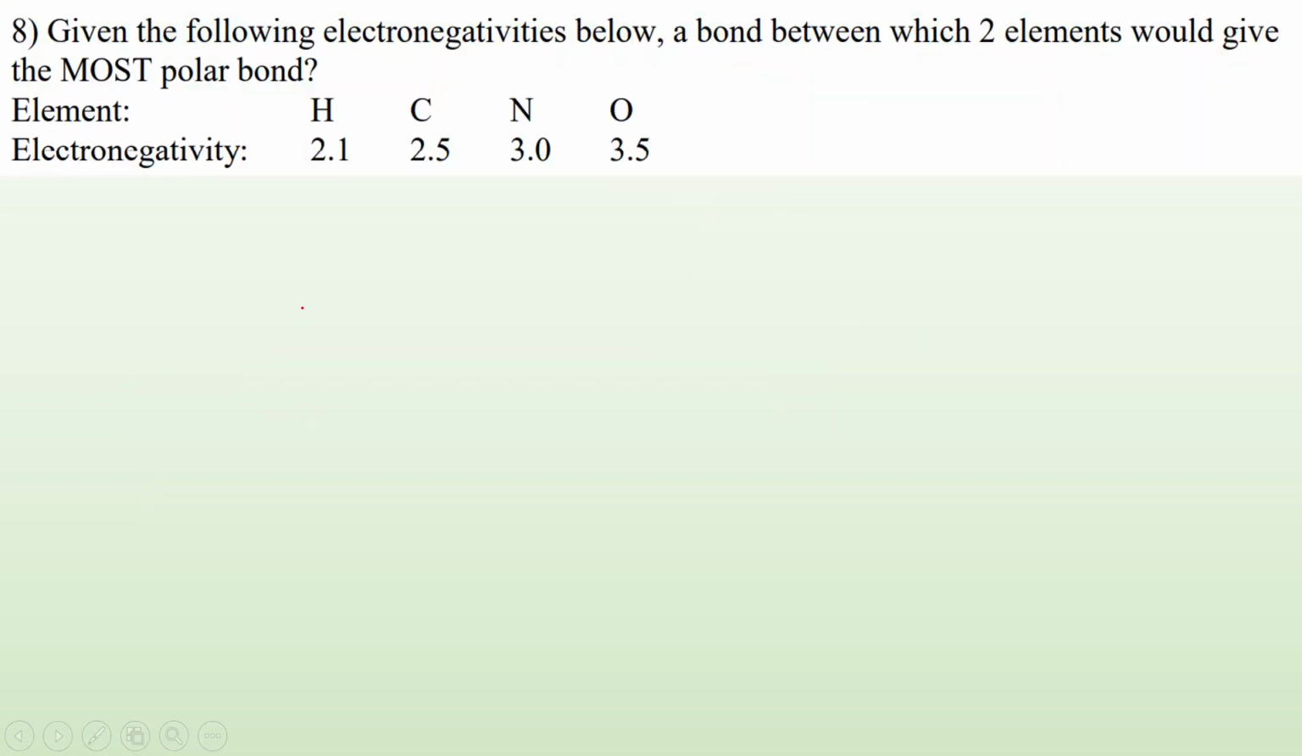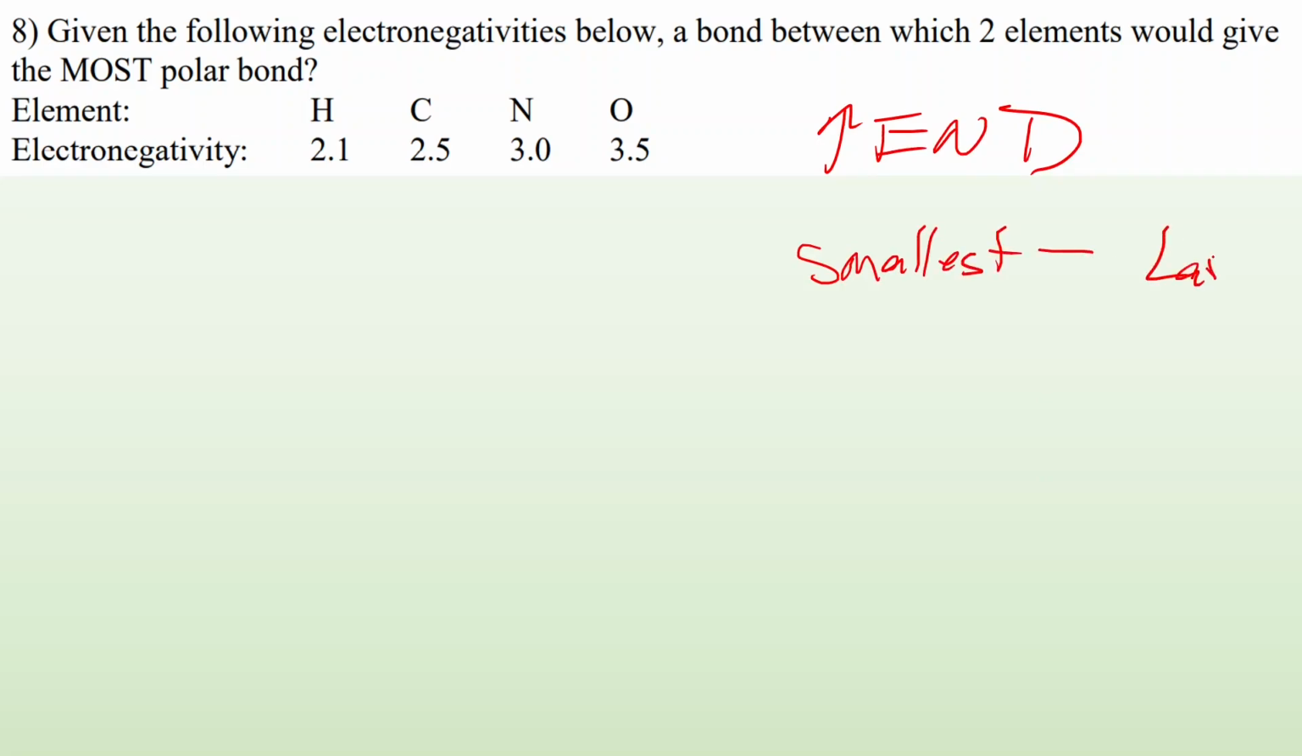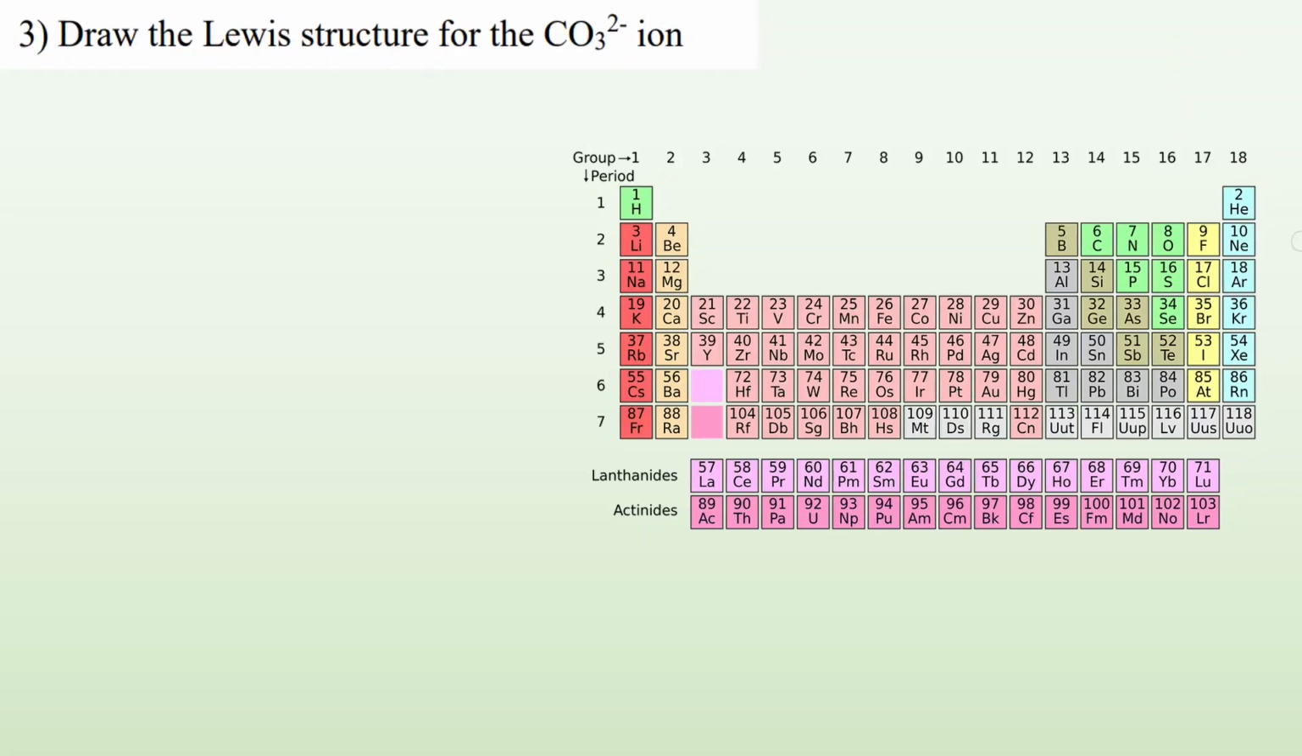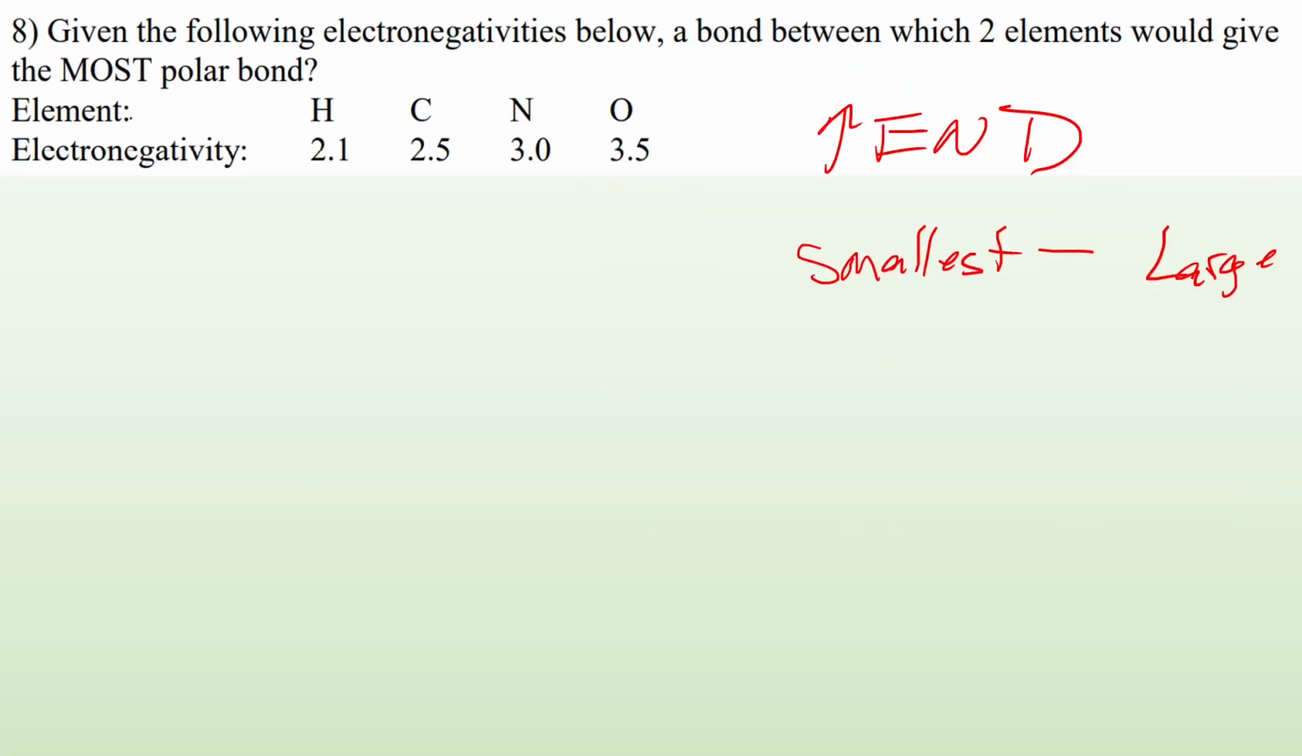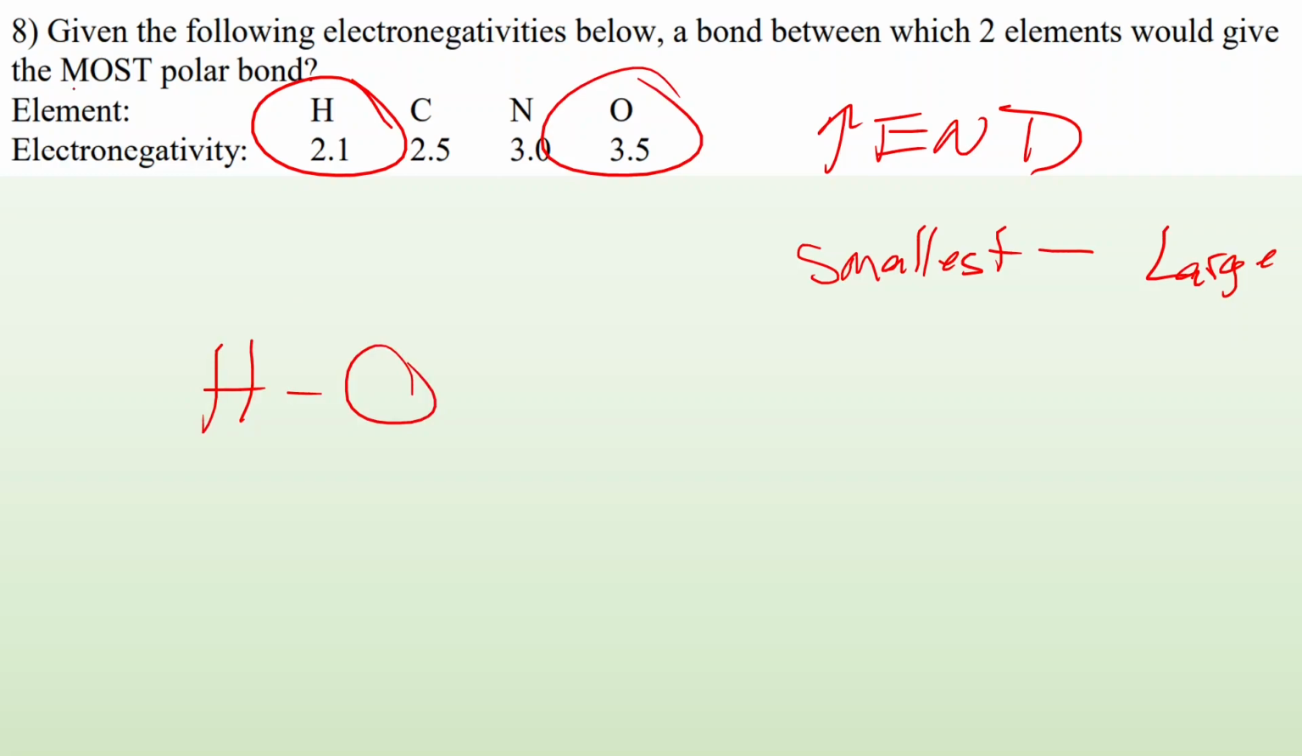All right, last one for this section. Given the following electronegativities below, a bond between which 2 elements would give the most polar bond? So you want the greatest electronegativity difference. So you want the smallest bonded to the largest. So if we take a look, which one of these has the smallest electronegativity? It'd be hydrogen. And which of our options has the greatest one? Oxygen. So hydrogen bonded to oxygen will give you the most polar bond.